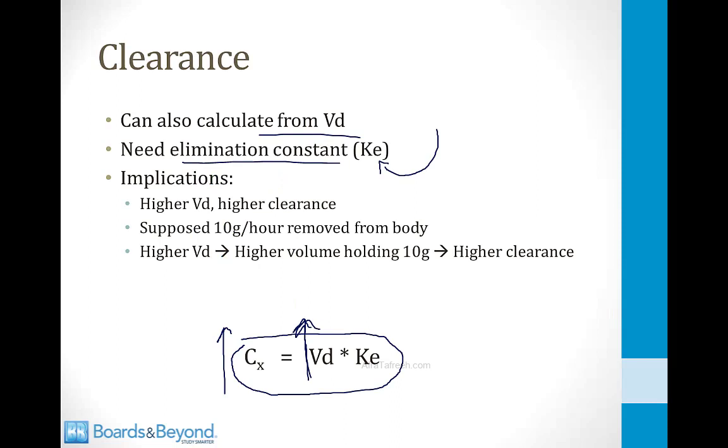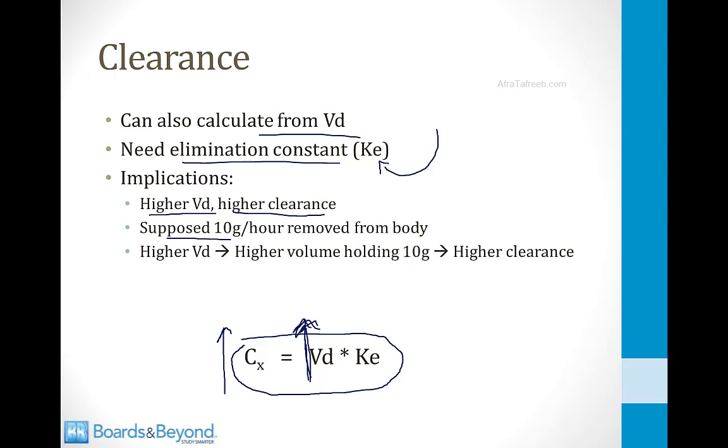Remember, the clearance is not the amount of the drug being removed by the kidneys. It's the volume that held that amount of drug. It's the volume of plasma that has been cleared of the drug. So the higher the volume of distribution, the more plasma that gets cleared when the kidneys remove a certain number of grams. So I've summarized that for you up here. The higher the volume of distribution, the higher the clearance.